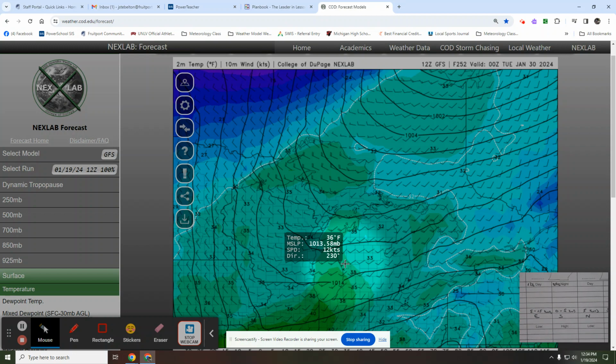All right, so again, that's how you find wind speed and direction.